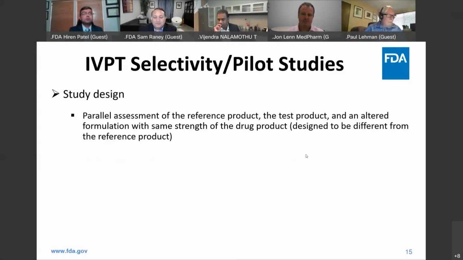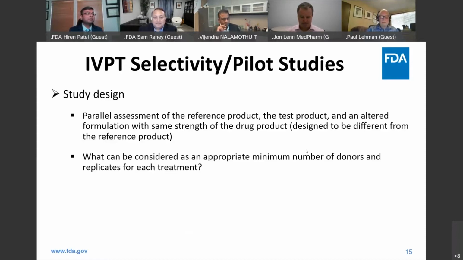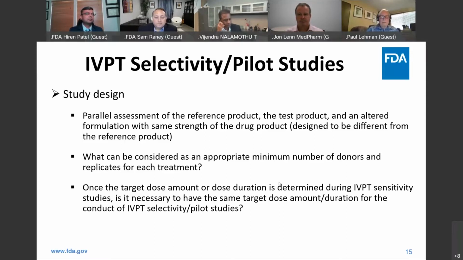The next study, this is also a crucial study, IVPT selectivity, and the recommendation is the parallel assessment of reference, test, and altered formulation. The question was related to the minimum number of donors and replicates. I would take whatever we discussed for the sensitivity study; 3 would be a good number, but 4 to 6 donors would be ideal, using 4 replicates. So I believe that's the suggestion from the panel. If there are differences in opinion, please provide your feedback.